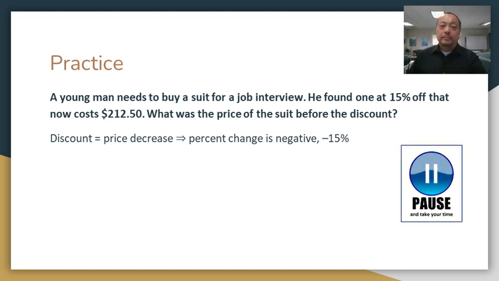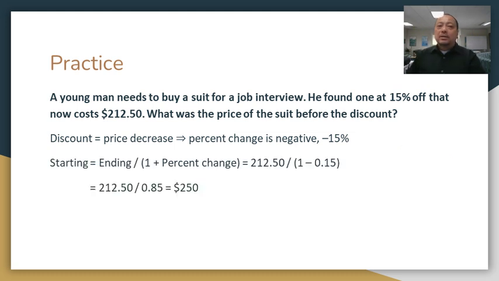Welcome back. This is a question asking for the starting value. Applying the starting value formula, starting equals ending divided by 1 plus percent change, equals 212.5 divided by all of 1 minus 0.15, because negative percent change, right? And we get the answer.